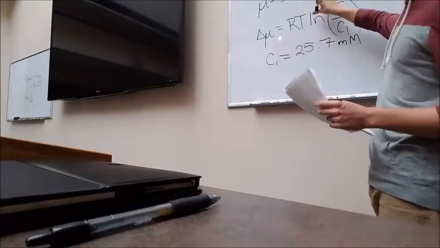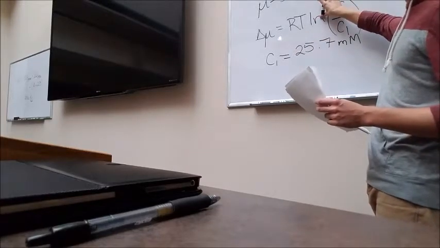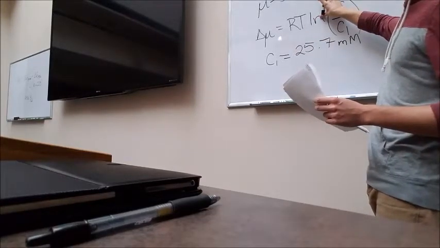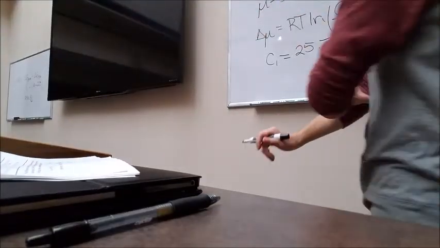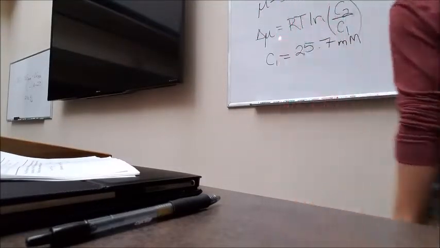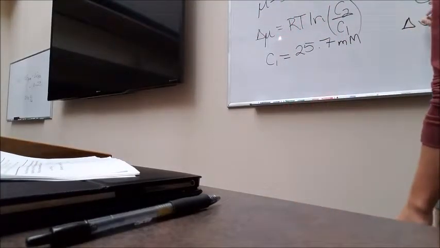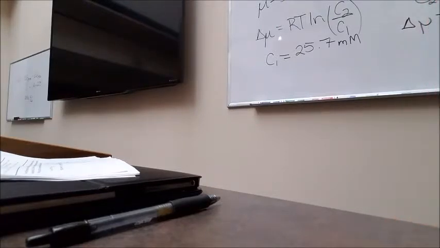Okay. Does everyone know how to rewrite this equation? I saw no's. So, okay. We have delta mu equal to RT ln of C2 over C1. First thing you do is divide both sides by RT, and we get delta mu over RT equals the ln of C2 over C1.